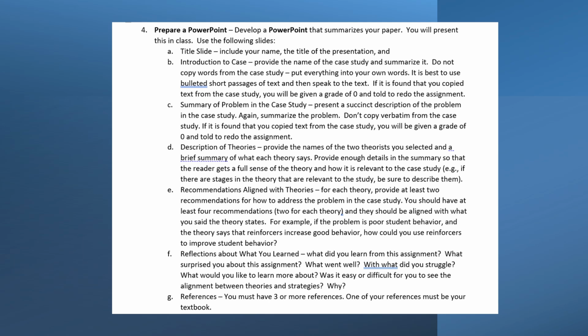What did you learn? What surprised you? What went well? With what did you struggle? What would you like to learn more about? Was it easy or difficult for you to see the alignment between theories and strategies? Why?